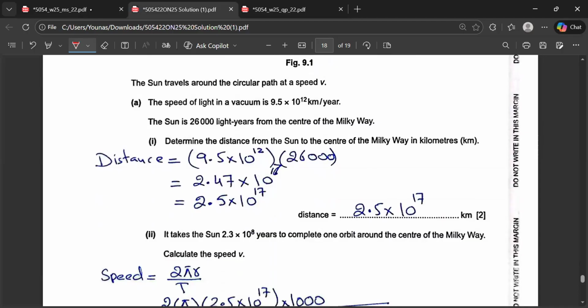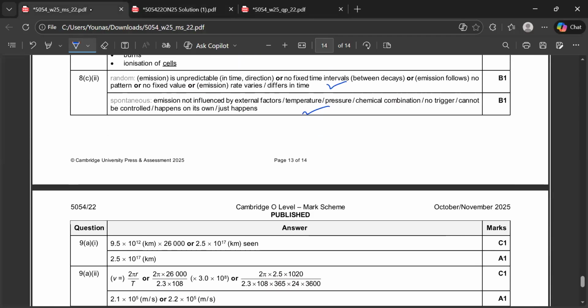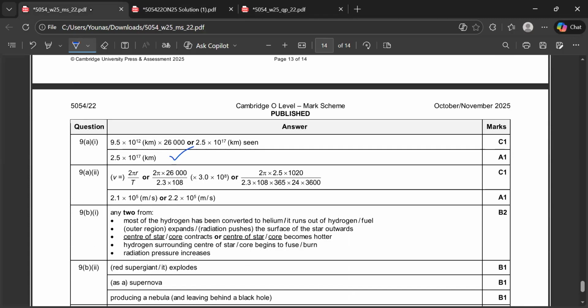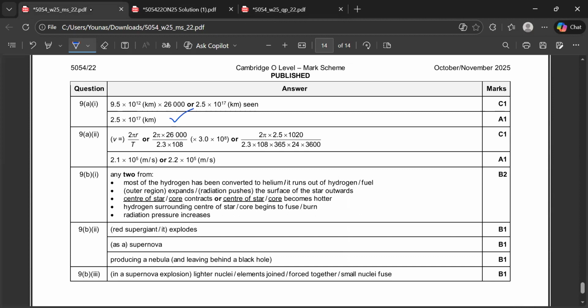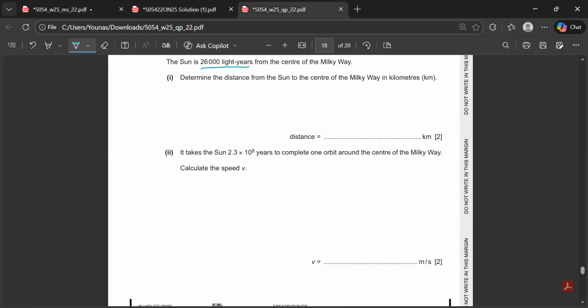So it's 9.5 × 10^12 multiplied by 26,000. So it will be 2.47 × 10^17. So that's 2.5 × 10^17 kilometers. Very simple, straightforward question. Question number 9. So the answer is right, sir. This is the 5054/22 paper, October/November 2025, Cambridge O Level Physics. So we are done with part A, I mean, its first portion.